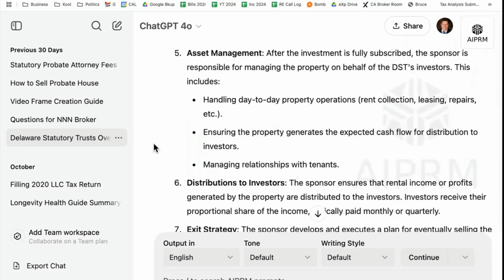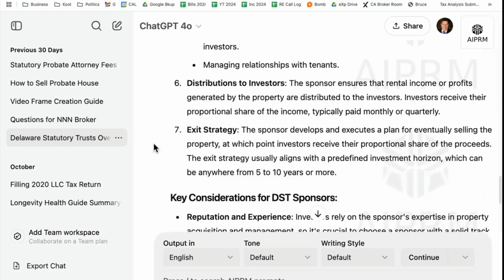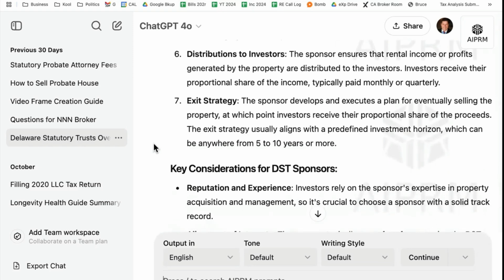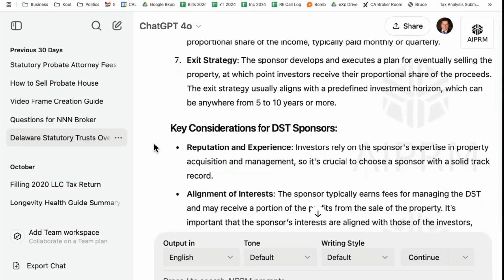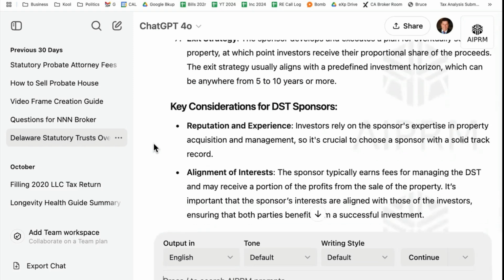After the investment is fully subscribed, the sponsor is responsible for managing the property on behalf of the investors, including day-to-day operations and ensuring the property generates the expected cash flow for distribution. Also manages the relationships with tenants. Now, distributions to investors. The sponsor ensures that rental income or profits are distributed to the investors either monthly or quarterly. The exit strategy. The sponsor develops and executes a plan for eventually selling the property, at which point the investor receives a proportional share of the proceeds. It's usually from 5 to 10 years.